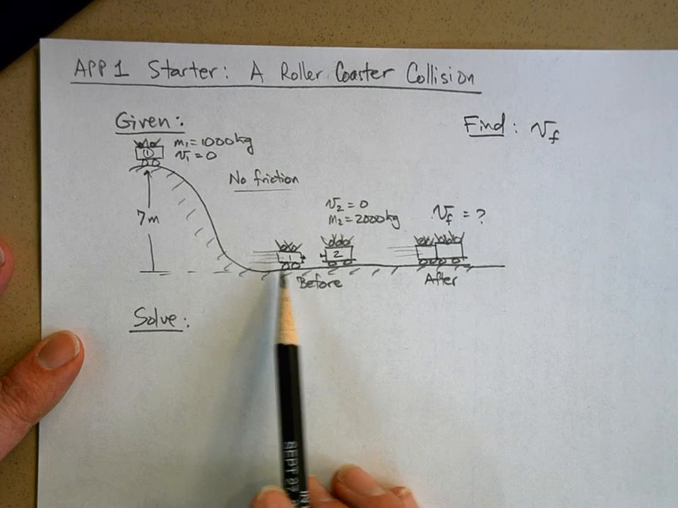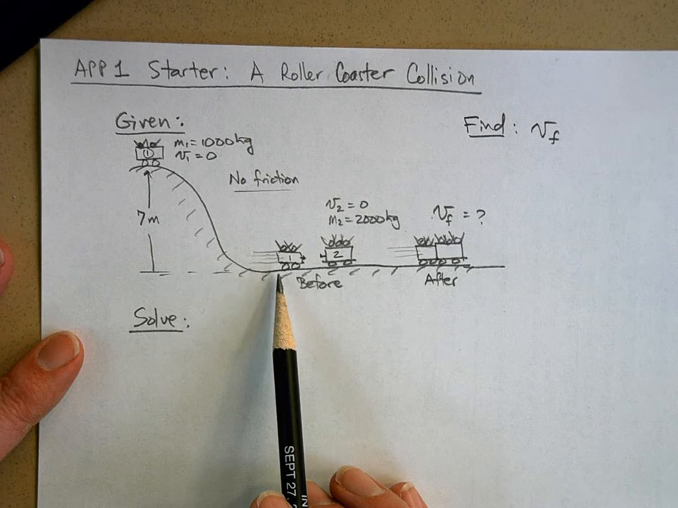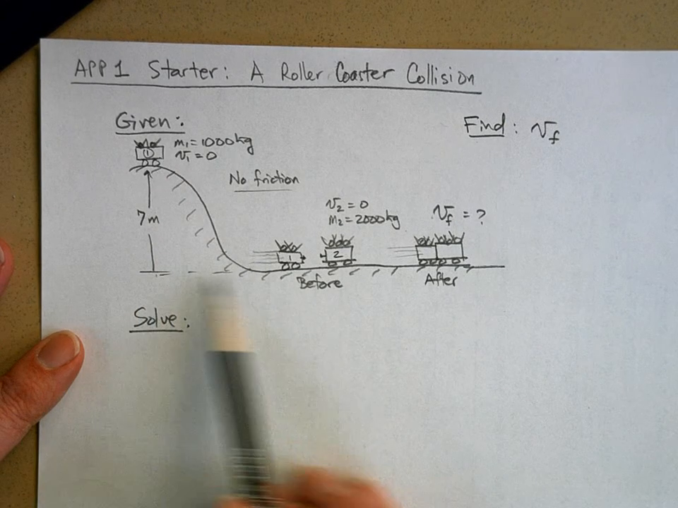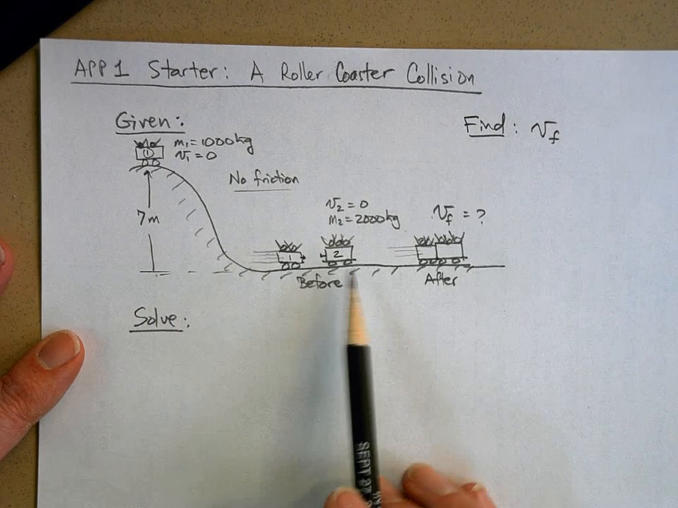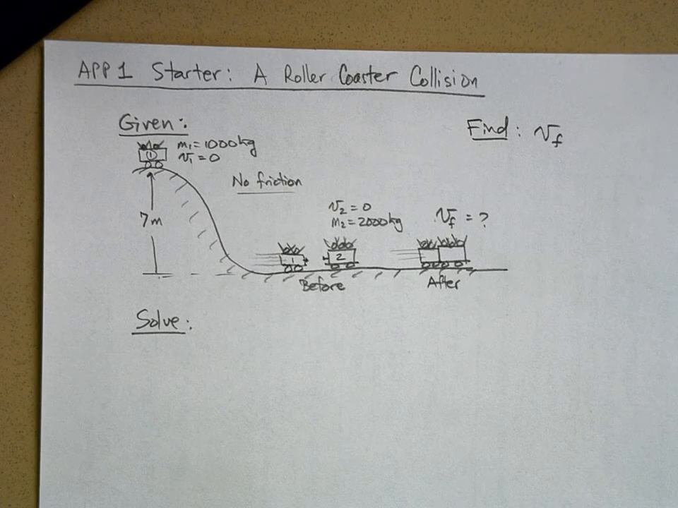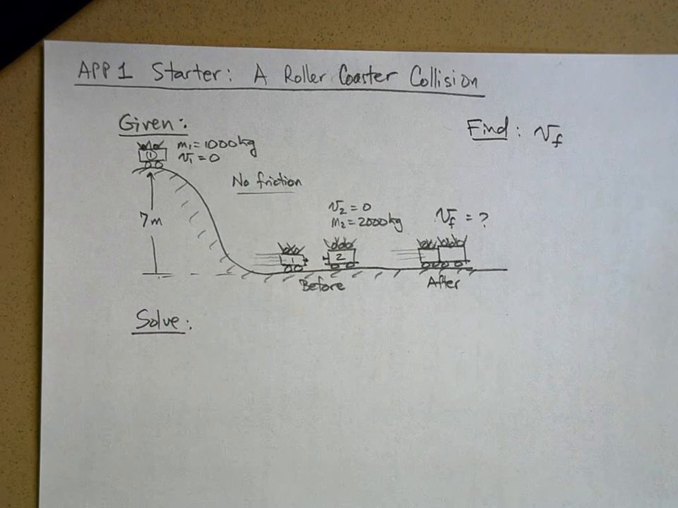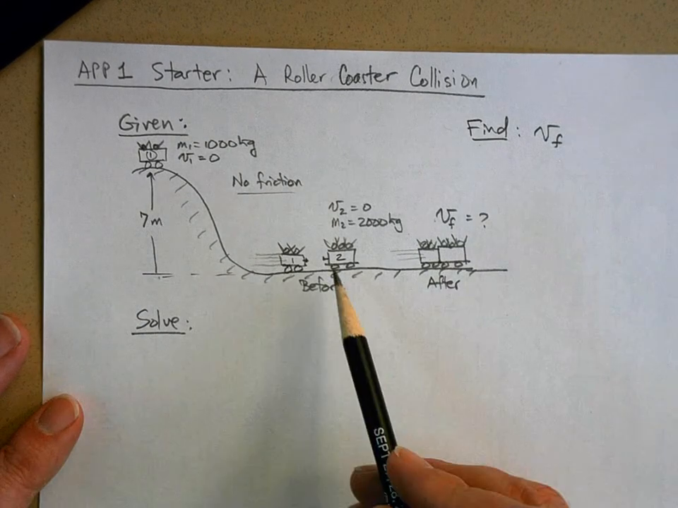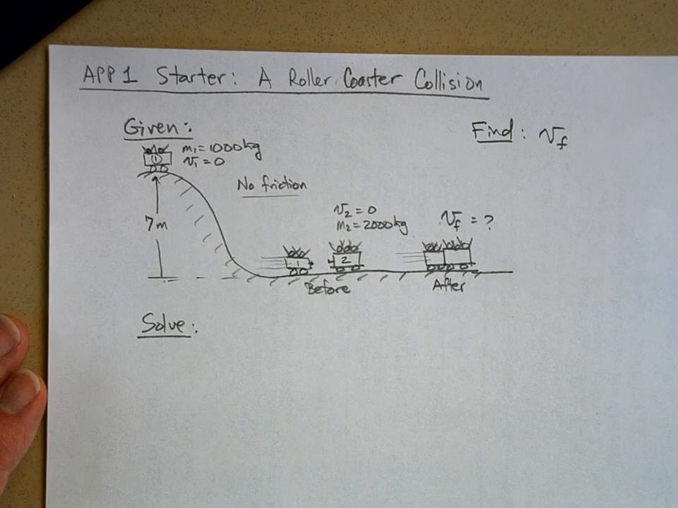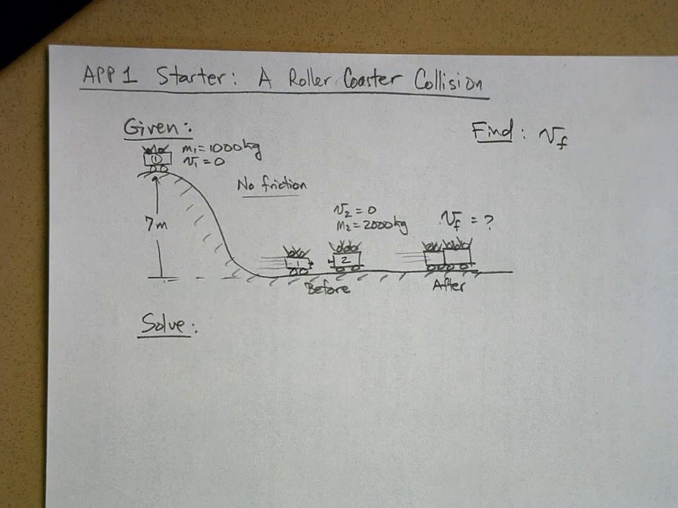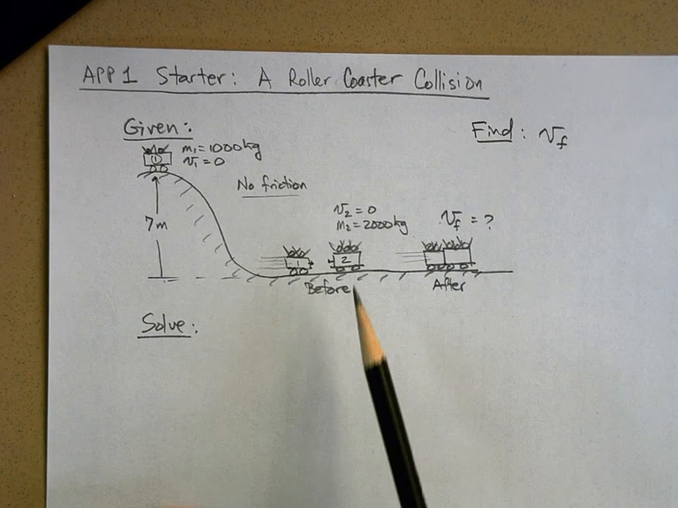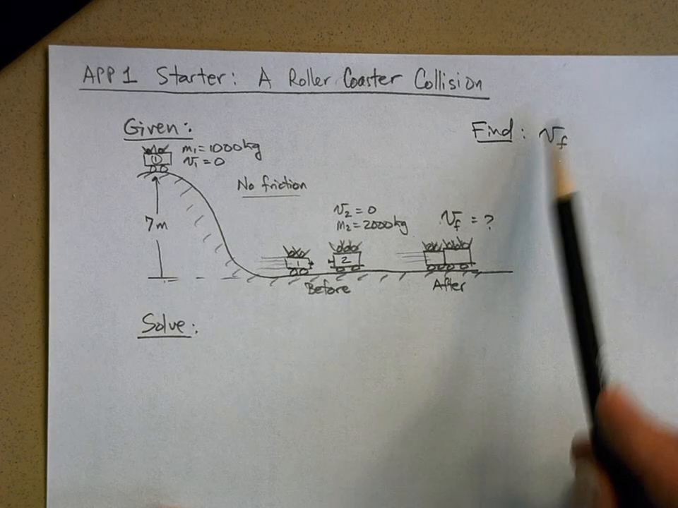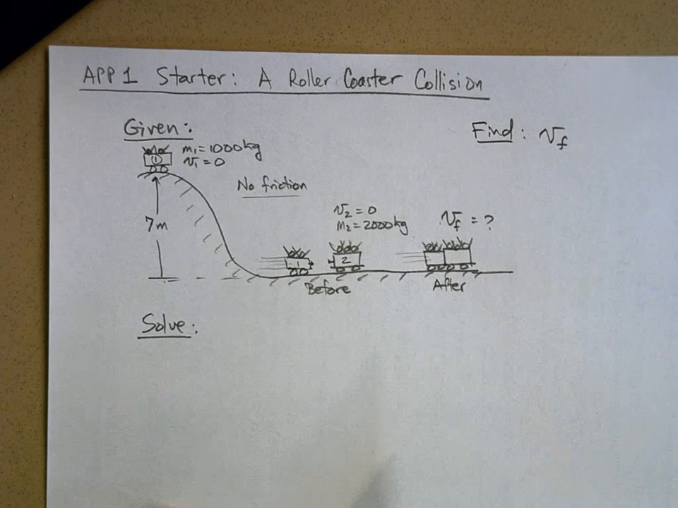Gravity pulls it down. It's moving really fast right here. It's going to drop 7 meters. And then it's going to collide with roller coaster 2, and they're going to stick together and move off together as one object. And what we want to know is, what is the final velocity of these 2 roller coasters?